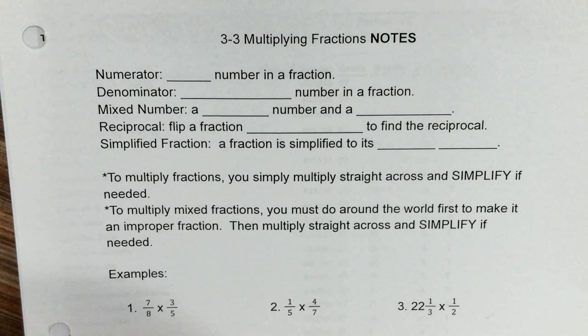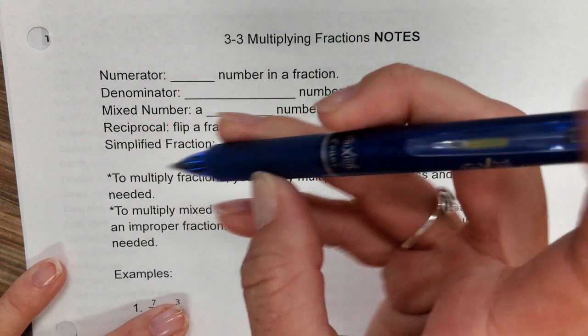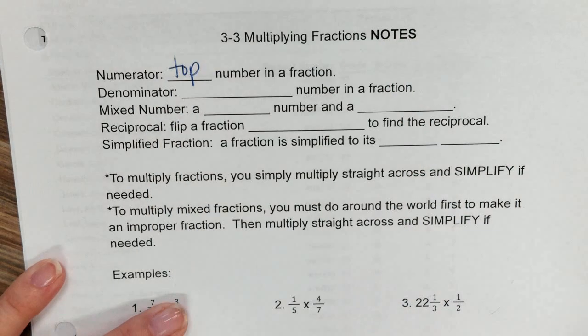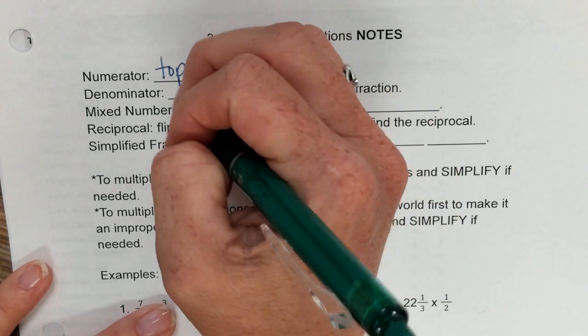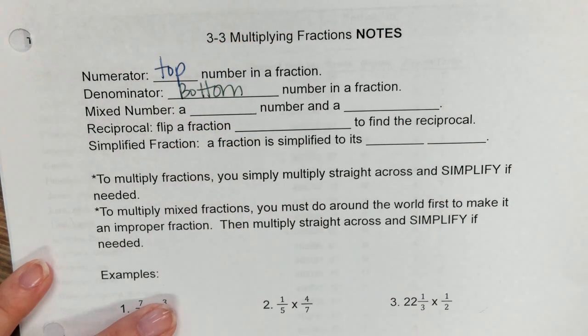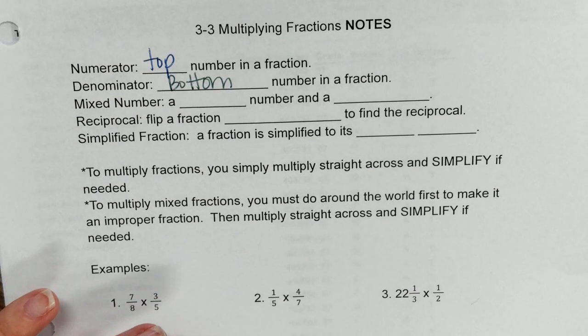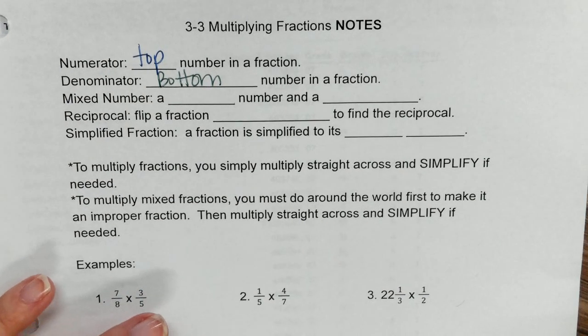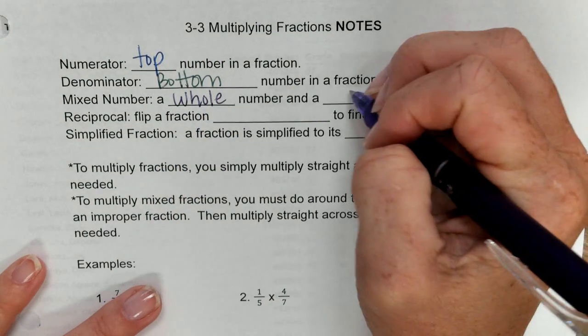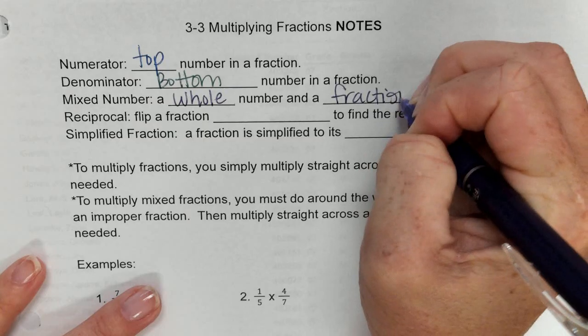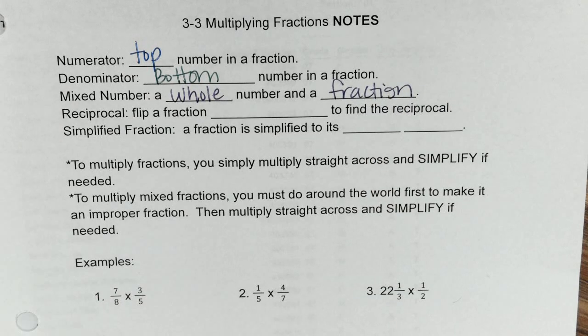What is a numerator? The top number in a fraction. What is a denominator? The bottom number in a fraction. A mixed number is a whole number and a fraction. So again, a mixed number is like having dollar bills in your pocket, and the fraction is like the change, the quarters, the dimes, the nickels, the pennies.